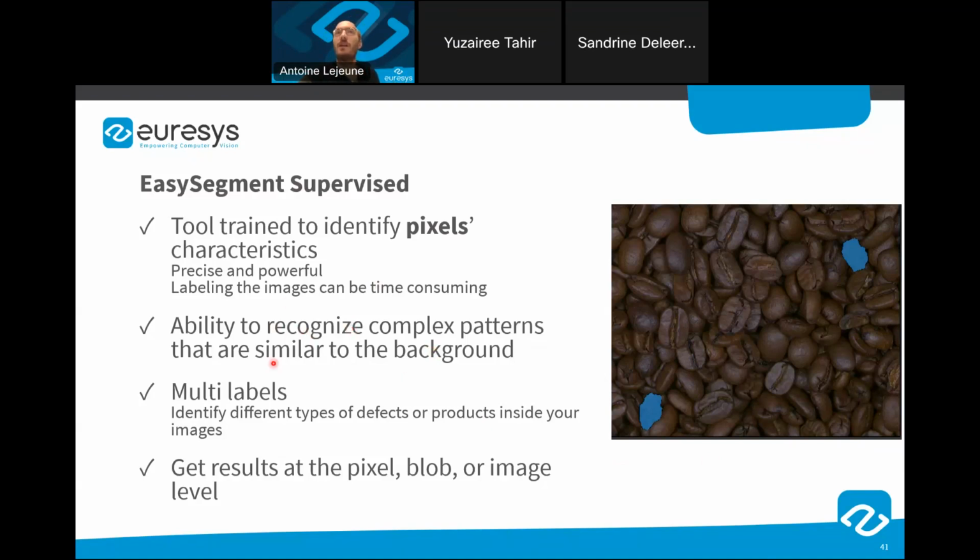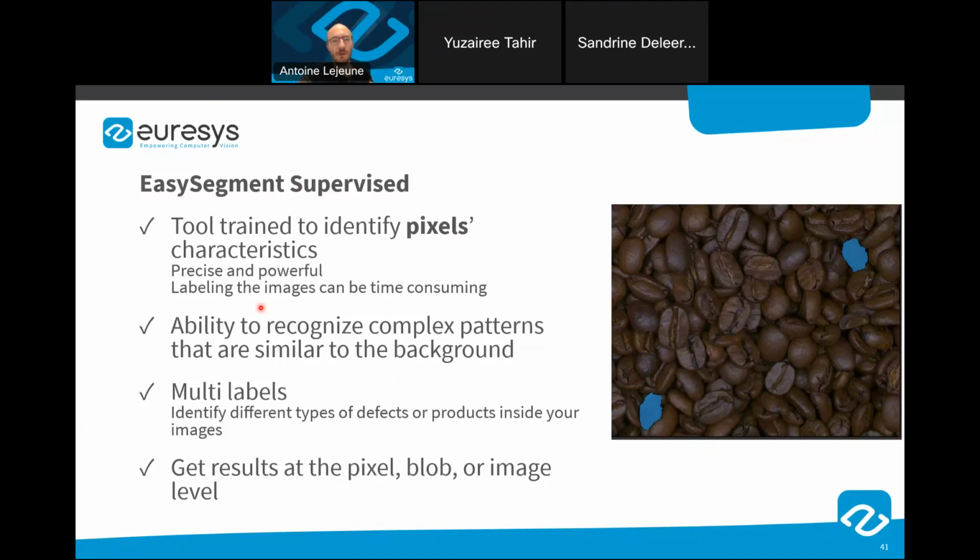However, it has a large ability to recognize complex patterns that are very similar to the background, such as the stones in the coffee bean that I showed earlier. Also, it can recognize multiple labels within the same image. So for example, if you have different types of defects that you want to segment, different products that you want to segment, the supervised mode is able to do that.